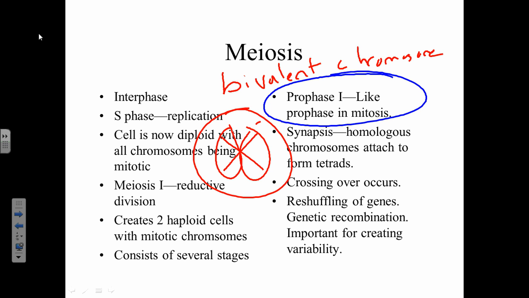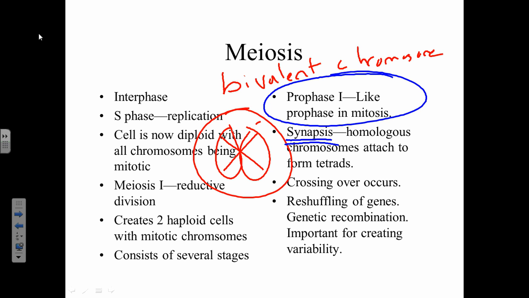What happens to the little spindle fibers during prophase? They form, and they form this spider web looking structure inside the cell, right? Happens here too. What about the little nucleolus, the dark spot in the nucleus? What happens to it? It goes away too. All those same things happen in prophase 1 of meiosis. But there's an extra thing that happens. Actually, two extra things that happen. And the first one we're going to call synapsis.